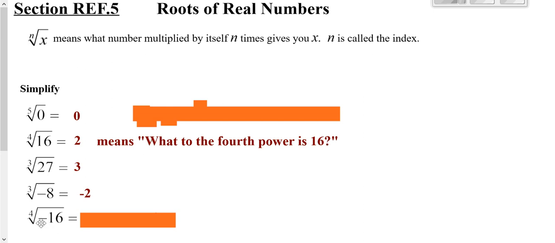Down below here, what number multiplied by itself 4 times is negative 16? Well, if it was a positive 2 and you multiply it 4 times, you get a positive 4. If it was a negative 2 multiplied by itself 4 times, you get a positive also. So there is no real answer. There's an answer, but we're not going to get to it yet. So for the most part now, if you have a negative inside of an even root, it's no real answer.